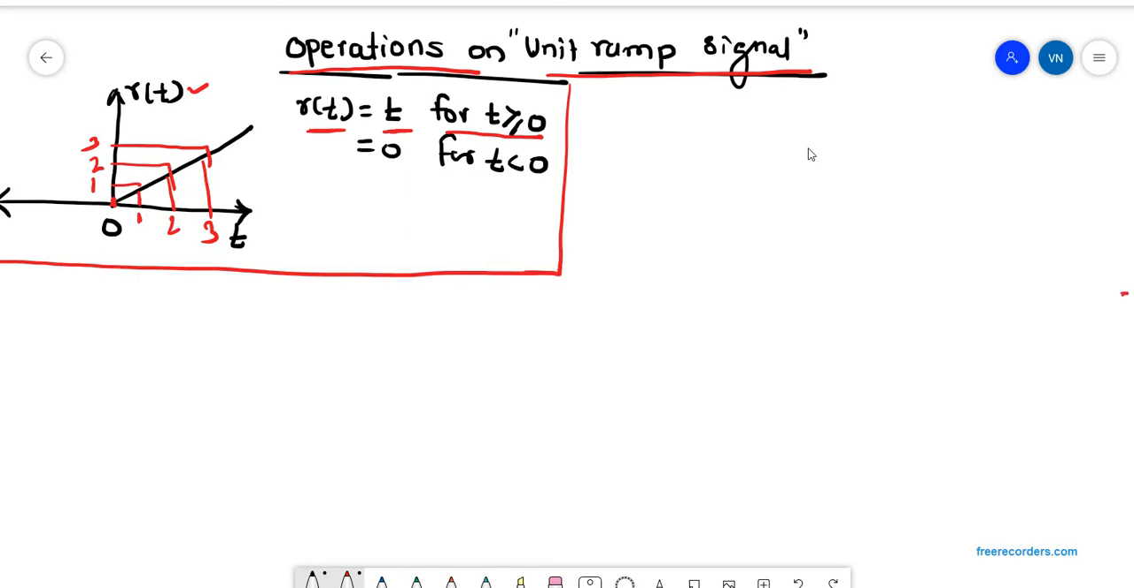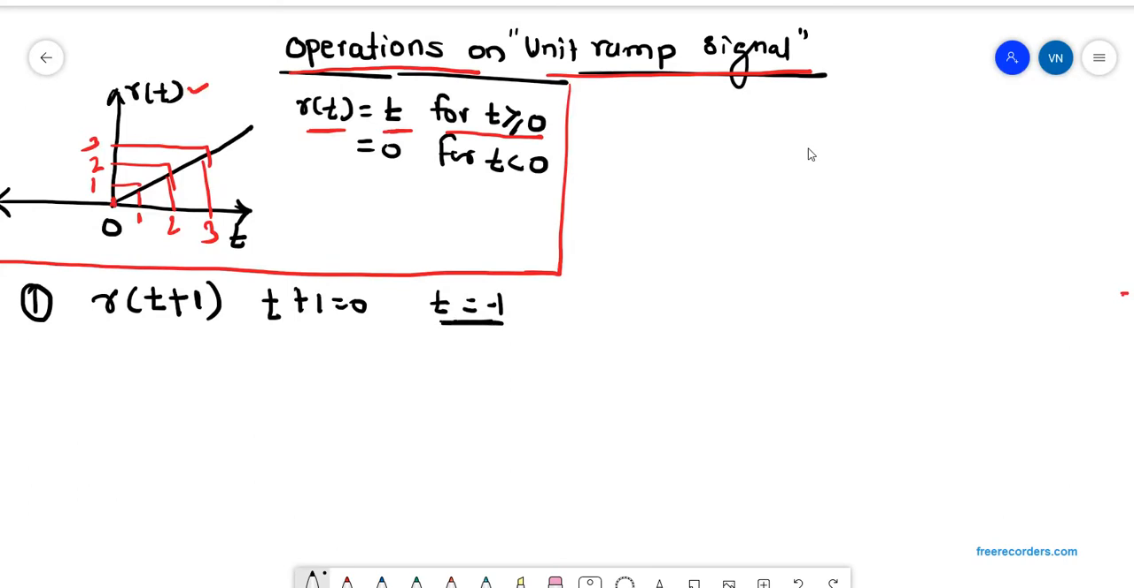So how do we do some operations on the unit ramp signal? See here, the first operation that I'm going to apply is, for example, R of t plus 1. So how to apply this? You can write t plus 1 equal to 0, which means t is equal to minus 1. So you have to delay that signal by minus 1.